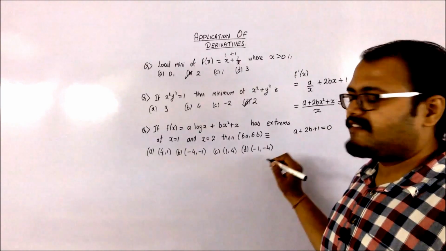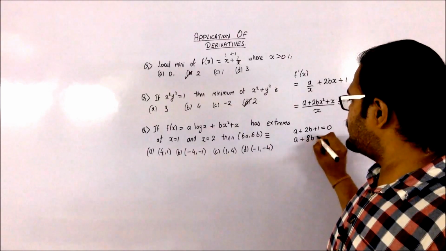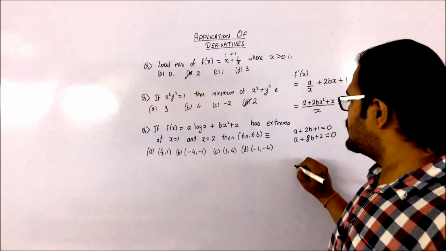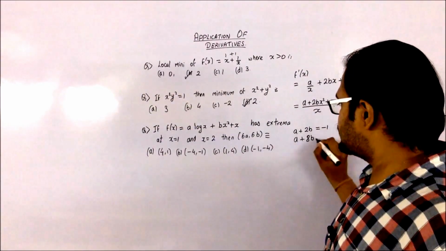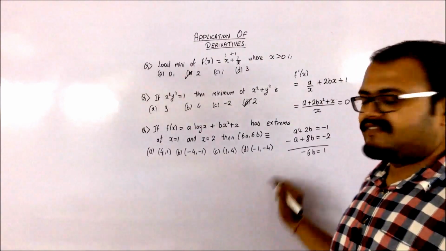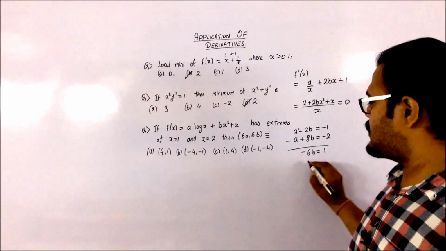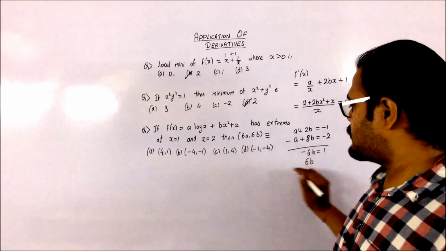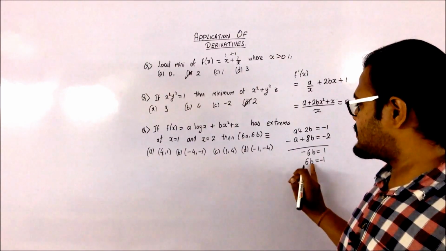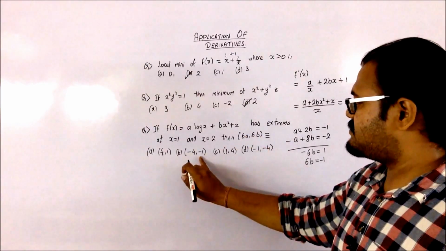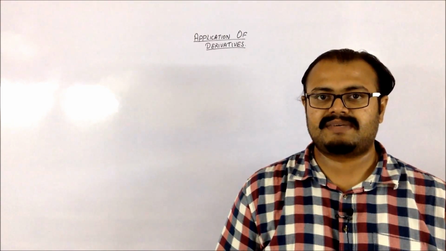If I substitute 2, I will get a plus 4 into 2, that is 8b, plus 2 equals 0. So I need to solve these two equations. If I just subtract these two equations, I will get minus 6b is equal to 1. So my 6b, because I need to find 6b, will be equal to minus 1. If you check the options, 6b is in the second position, so it's only in this option.